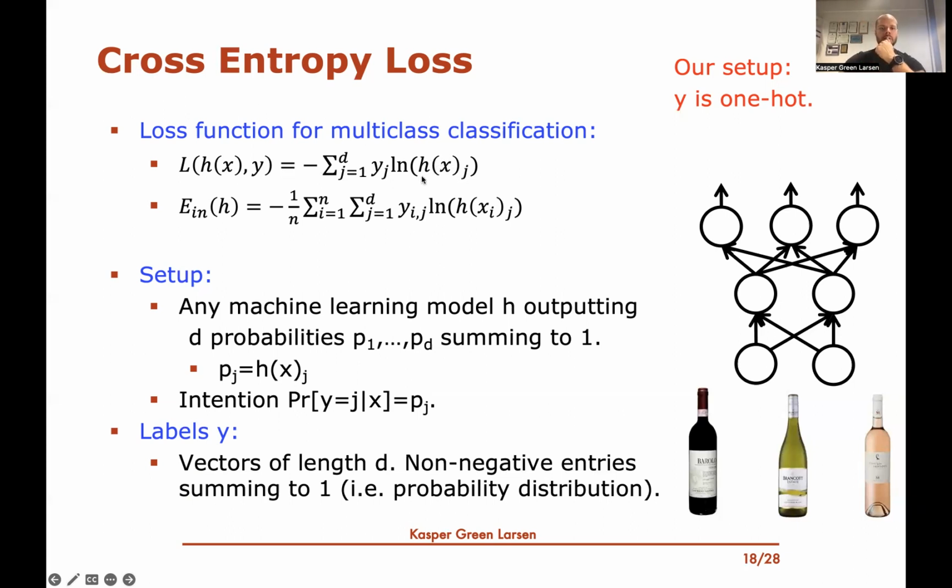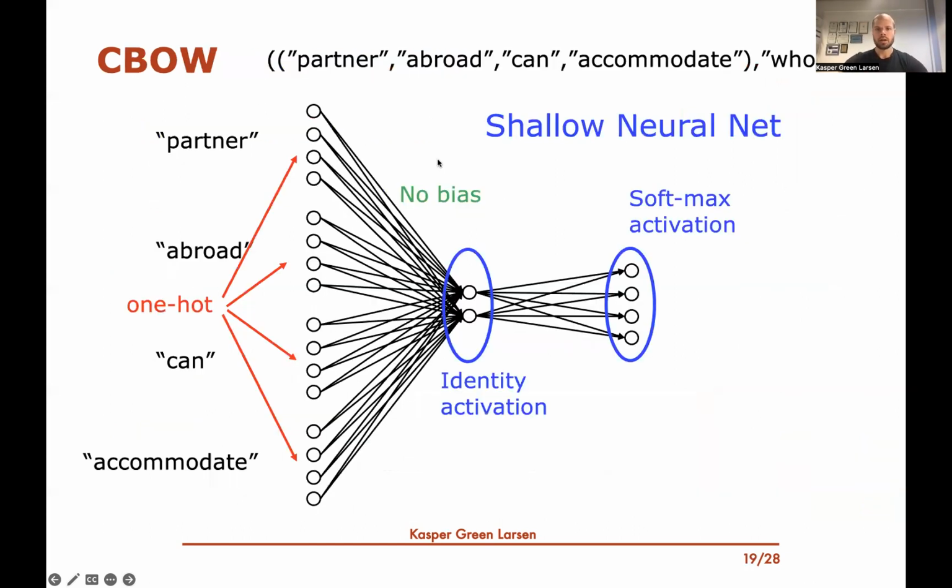Okay, and so what we see here is a special case where y is one-hot encoded, so only one of these terms in the sum is going to be non-zero. We're just going to do minus log of the value of the prediction at the true label that we have.